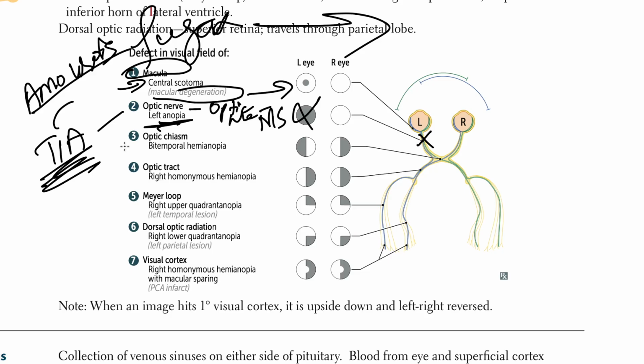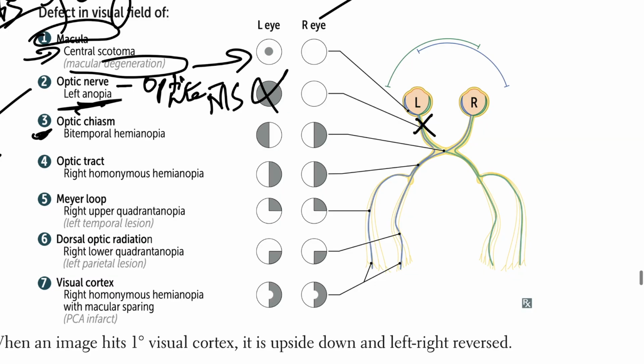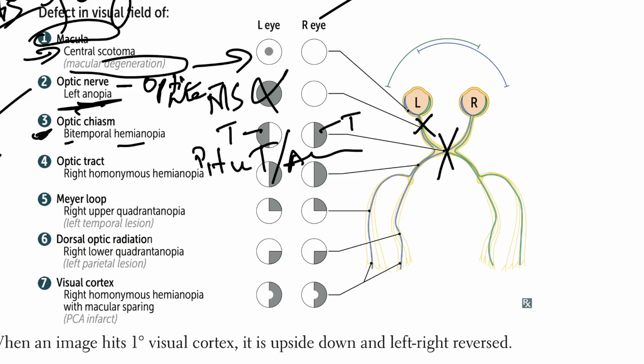Now, moving on with the third point, which is called the optic chiasm. Here is the optic chiasm. If you knock this out, you are going to get bitemporal, meaning both temporal sides are going to be knocked out. Hemianopia, only the temporal sides are knocked out. Okay. And that knocking out of the temporal sides is seen with tumors, for example, pituitary tumor, and aneurysms. So let me just write it down: pituitary tumor and aneurysms, right?